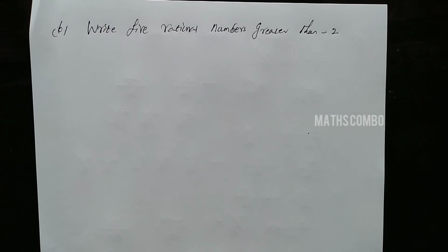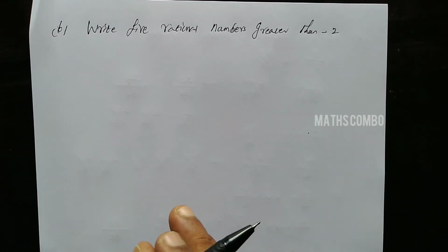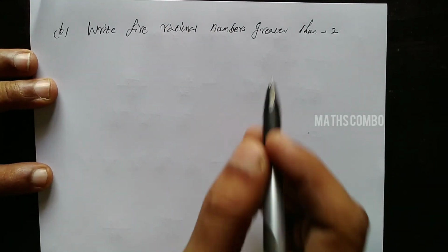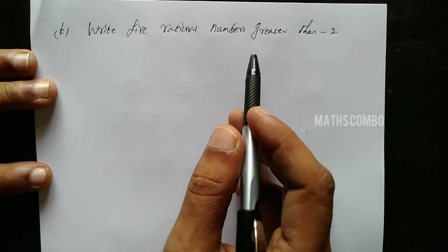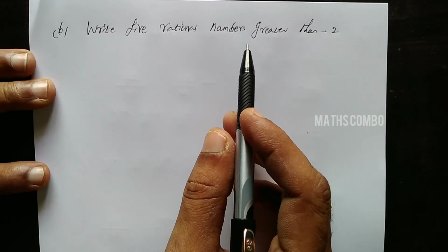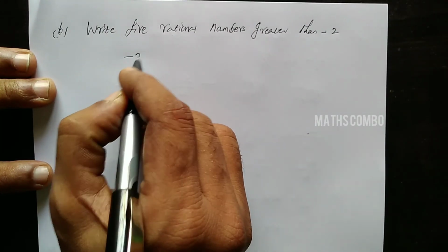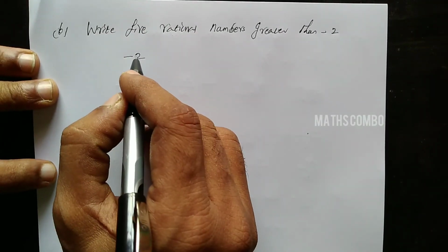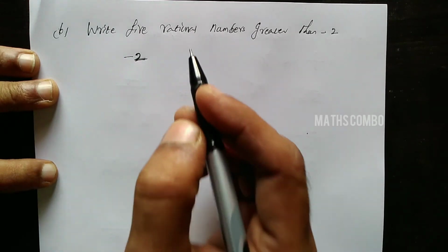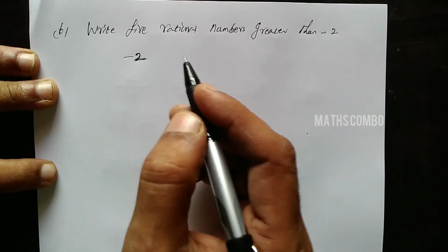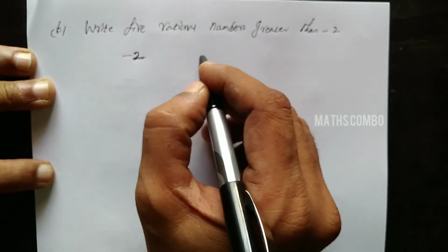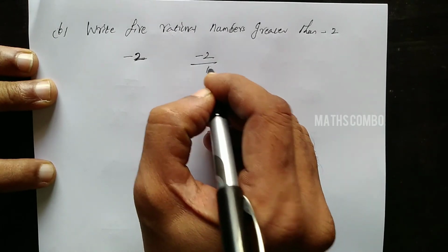Sixth question. Write 5 rational numbers greater than minus 2. We already saw this type of question previously, I think question number 3. Okay, the same method we will follow. They have given minus 2. Now we will multiply this by 10. So minus 2 by 1 multiplied by 10.